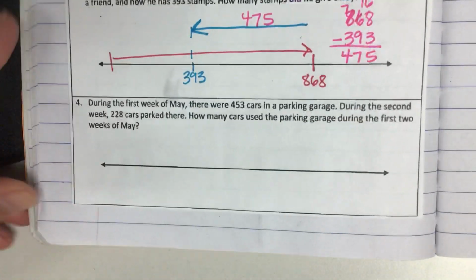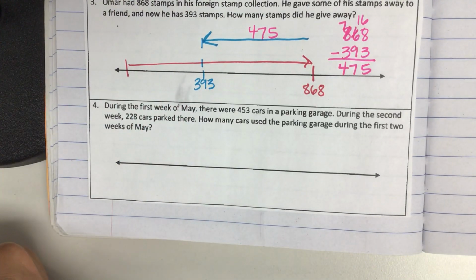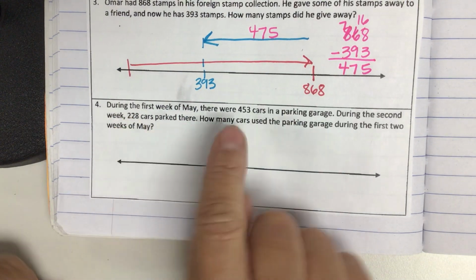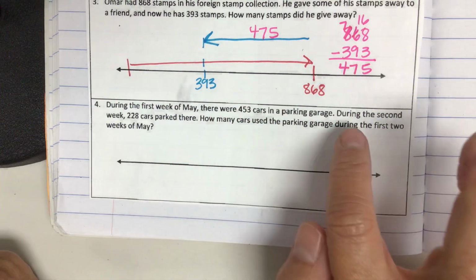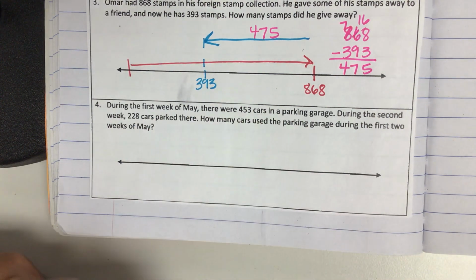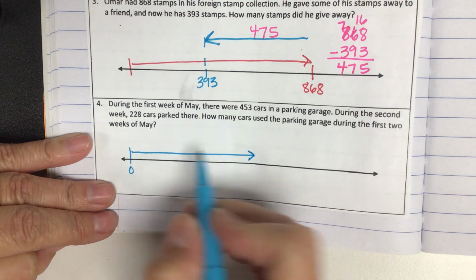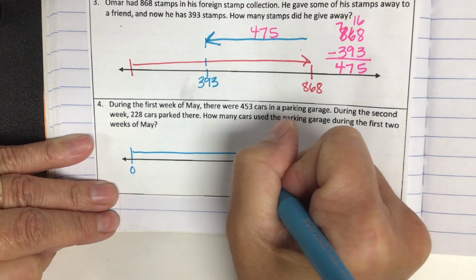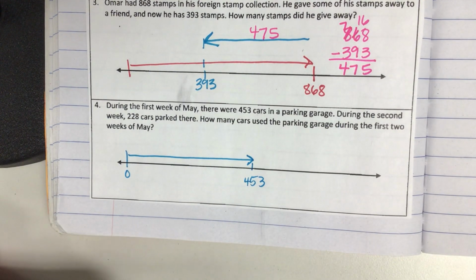Okay, next one. Again, if you don't have this printed out, it's okay. Just put number 4 and draw a line. During the first week of May, there were 453 cars in a parking garage. During the second week, 228 cars parked there. How many parked during the first 2 weeks of May? So what do I know? The first week, if I start at 0, was 453. Ends at 453. And then 228 cars parked there.